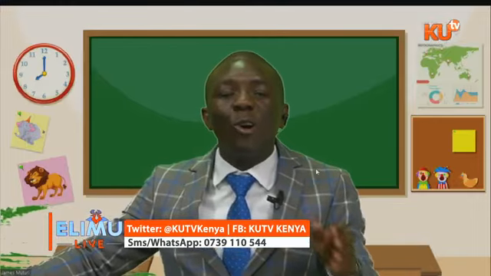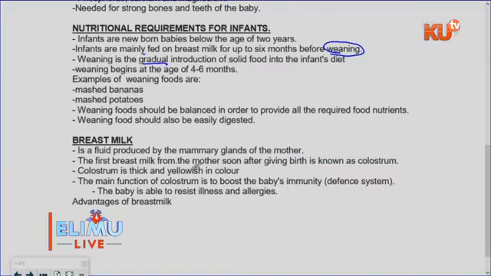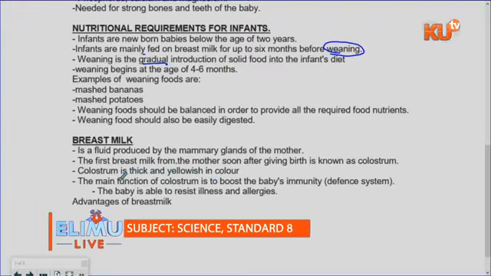Be it a dog, be it a cat, be it a cow, because it is a mother, it is a feminine. The first milk should be yellowish. That yellowish color is very important, and it is commonly tested in exam. The first yellow milk, colostrum, is very important. The main reason why the baby should take it is because it boosts the immune system. So this colostrum is thick and yellowish in color. The main function of colostrum is to boost the baby's immunity.